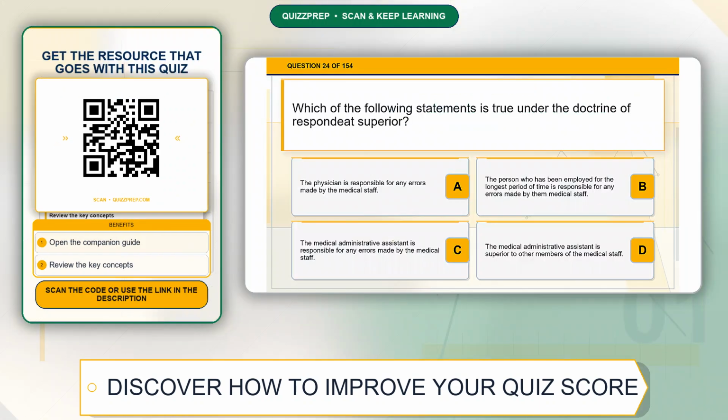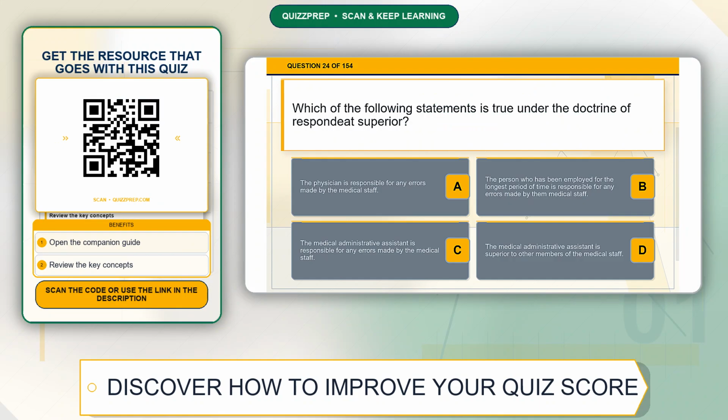Question 24. Which of the following statements is true under the doctrine of respondeat superior? Option A, the physician is responsible for any errors made by the medical staff. Option B, the person who has been employed for the longest period of time is responsible for any errors made by the medical staff. Option C, the medical administrative assistant is responsible for any errors made by the medical staff. Option D, the medical administrative assistant is superior to other members of the medical staff.